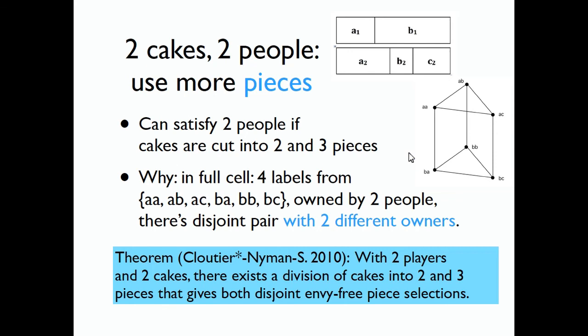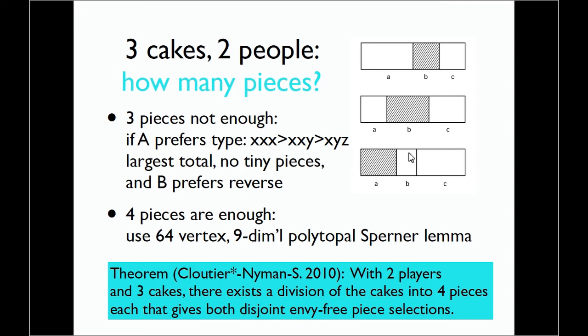If you have three cakes and two people, then it turns out this is basically a 64-vertex, nine-dimensional polytope. And you can solve this using polytopus firmer. Again, another undergraduate research project, which was kind of nifty.